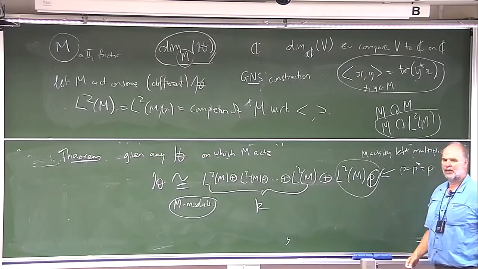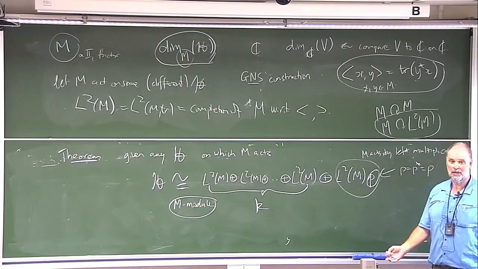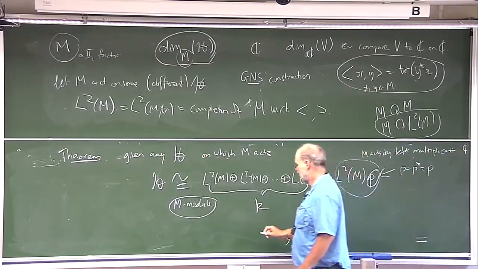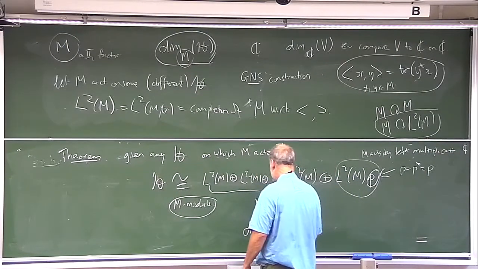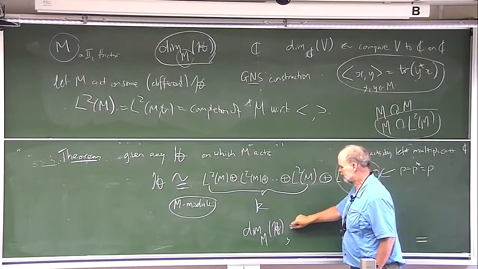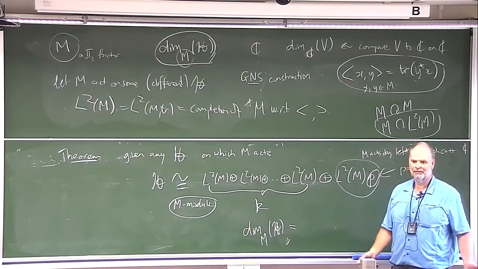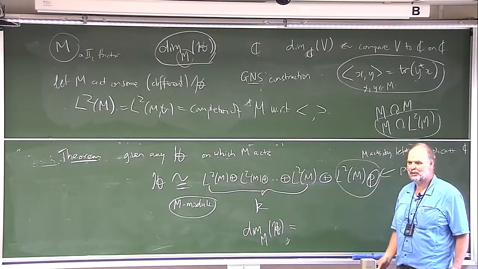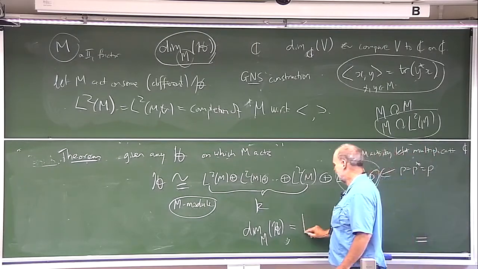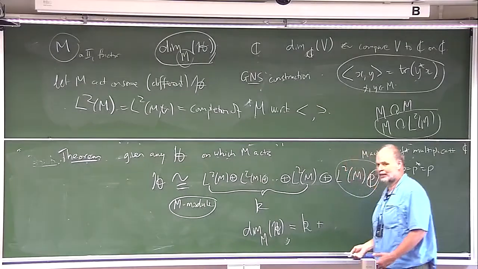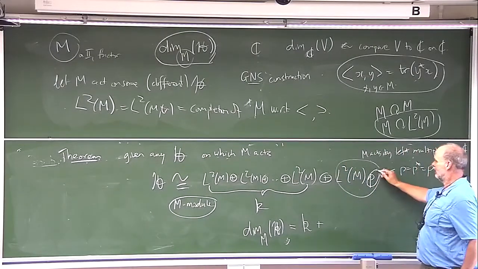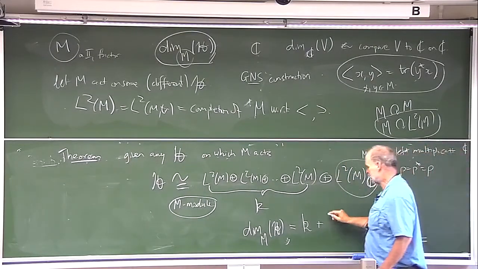Okay. So, what are we going to call the dimension measured by M of H in this case? Well, you'd be stupid to do anything else, but it's going to be K for the number of copies of this, plus we're going to get a real number measuring the size of it, the trace of P.